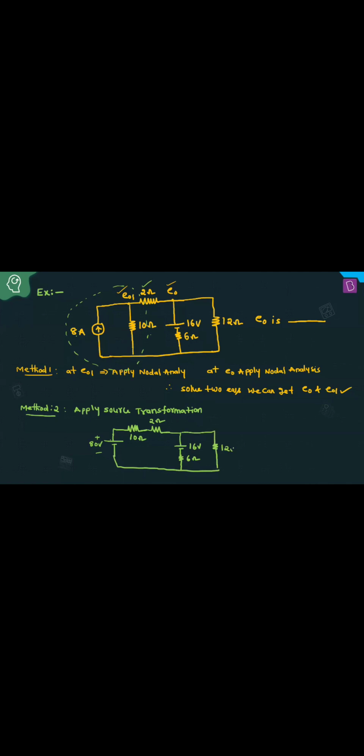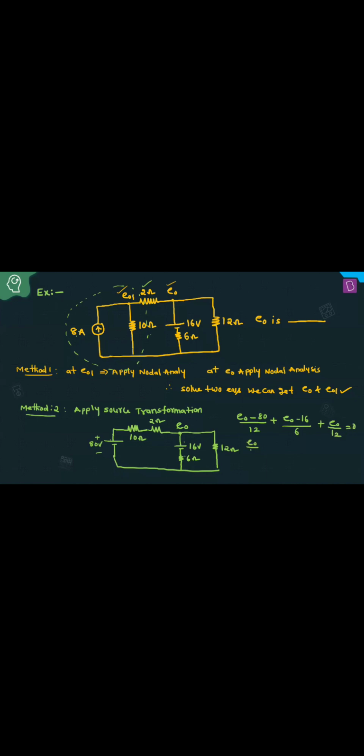Clear? Now, how many nodes are here? How many principal nodes? Only one principal node. Let us take this voltage as E naught. Now apply nodal analysis at E naught, and we can easily get the answer. (E naught minus 80) by (10 plus 2), that is 12, plus (E naught minus 16) by 6 plus E naught by 12 equal to 0.